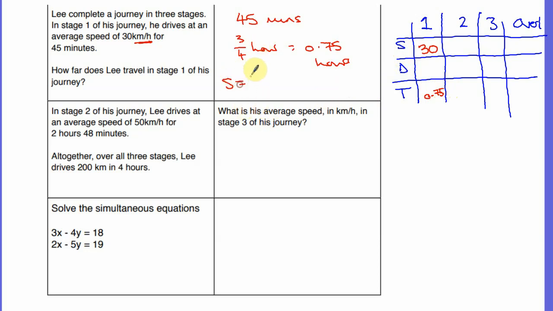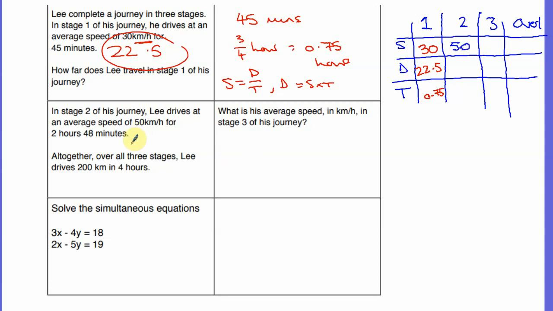So we know that speed equals distance over time. So to find distance, we can do speed times time. So I'm going to do 30 times 0.75, and that is going to give me my answer in here of 22.5 kilometers. So that is our answer to the first question. That is how far he's travelled in stage 1 of his journey. Carrying on with this table for part 2, so in stage 2 of his journey, Lee drives at an average speed of 50. So I'm going to do this in a different colour, as it's a different part of the question.